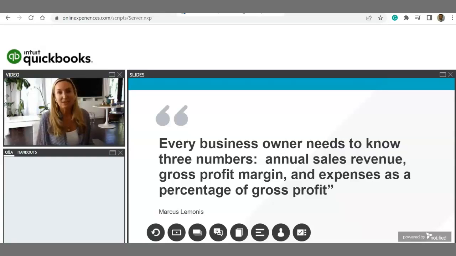So if you've seen that show, then you probably will have heard him say that regardless of the size of the company, every business owner needs to know 3 numbers: annual sales revenue, gross profit margin, and expenses as a percentage of gross profit. And these are KPIs that can help a business plan for success.